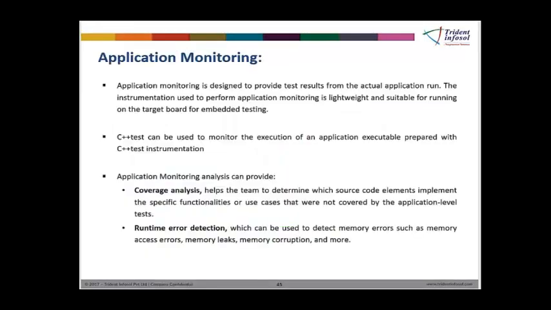Application monitoring is another feature of the C++test tool. It is nothing but system level testing. The tool will help you do complete application testing. The instrumentation used for application testing is very lightweight. I mean, you can enable whichever instrumentation you want to see the result for, like memory monitoring and code coverage. All these instrumentations you can enable in the instrumentation code.